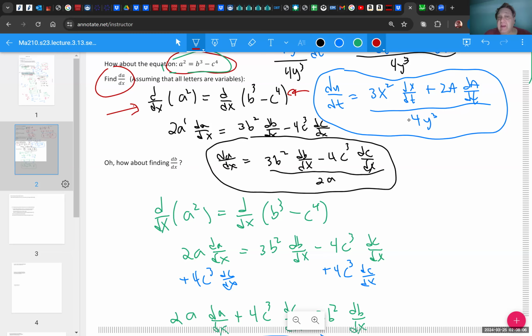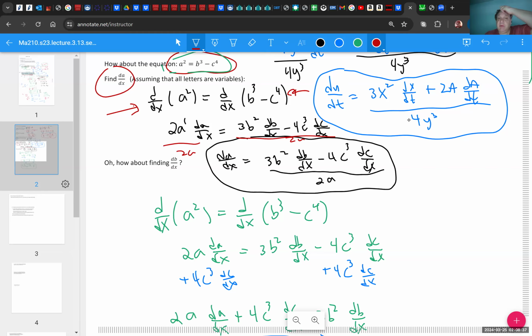The equation already has an a in it, so I'm going to get a dA dx just by differentiating it with respect to x. I use my normal derivative shortcut rules, and then I have to solve for dA dx, which means I need to divide by 2a at the end over here. So I divide this whole side by 2a, and then I end up with the answer: dA dx is 3b squared times dB dx minus 4c cubed times dC dx, all divided by 2a.